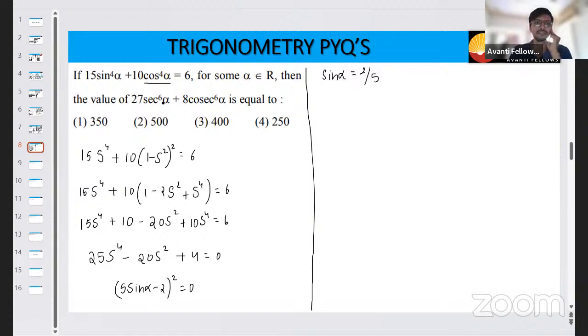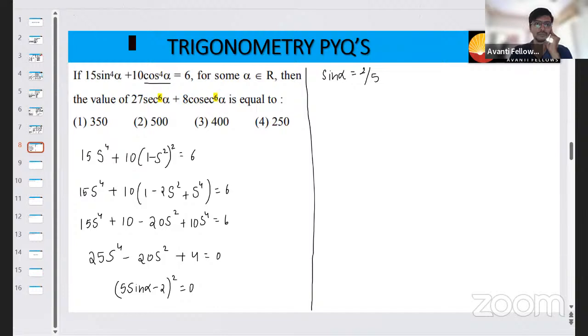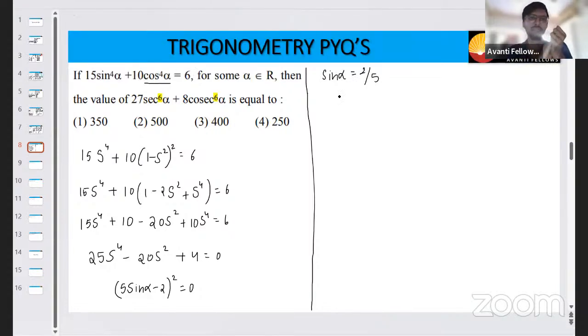See, these are even powers. So we no worries to check the sign. What I'm trying to say is कि sin alpha 2 by 5 होगा या प्लस माइनस 2 by 5 या cos alpha प्लस माइनस होगा, उससे फर्क नहीं पड़ेगा because the thing we want has even power. तो अगर नेगेटिव भी होगा तो it will get converted into positive. So sin alpha is 2 by 5.